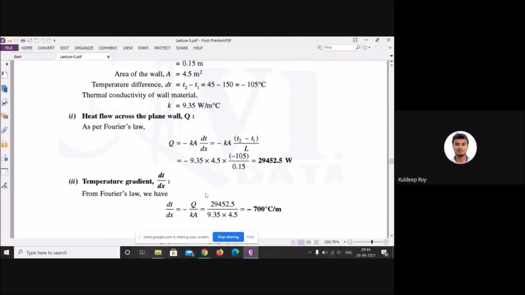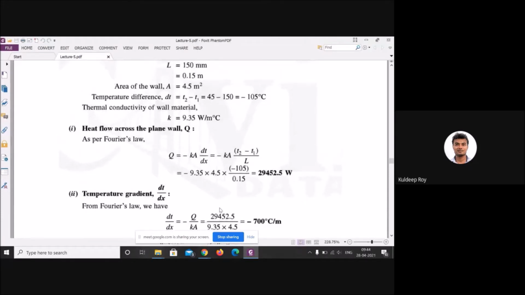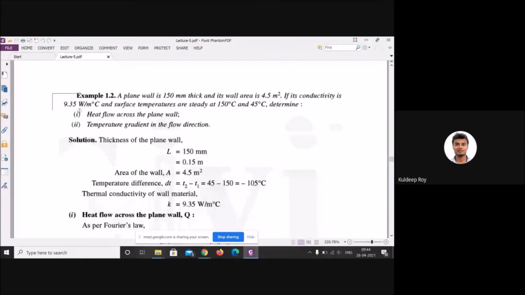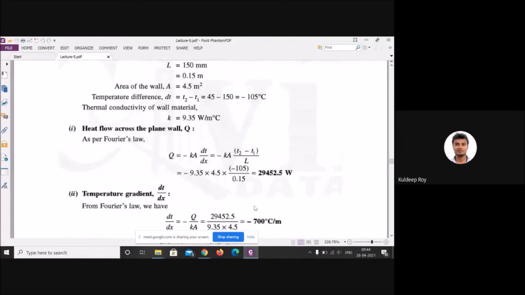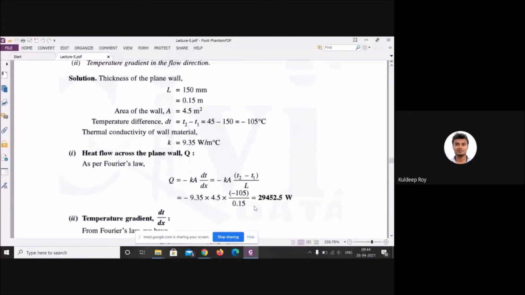You already know K, that it is given in your question paper, 9.35, and multiplied by area. How much will be the area? 4.5. You have got your temperature gradient. Okay, I'm expecting yes from you guys. Please respond. Don't worry if you don't know anything, just let me know. I will tell all these.